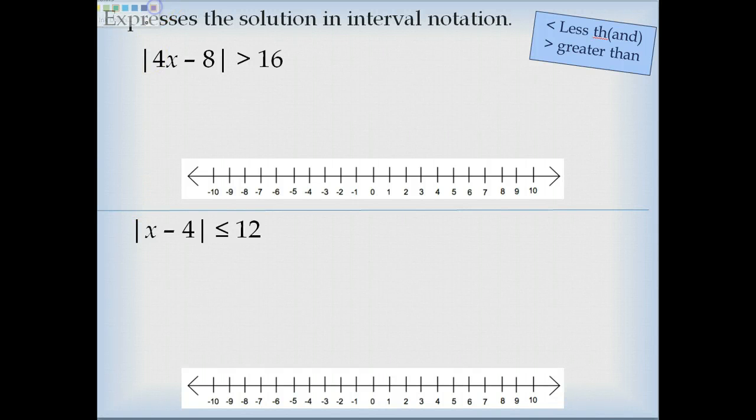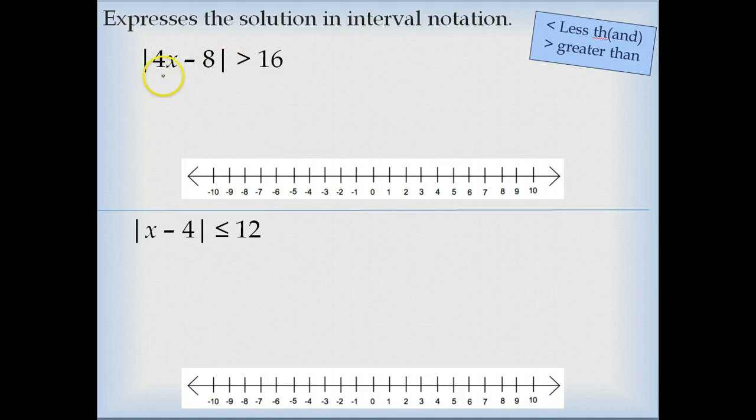Okay, so let me change colors again. Here it's very similar to the last slide, right? Directions are the same exact thing, actually. We're still trying to get to interval notation. The problems start out a little differently, though, because of the absolute value.